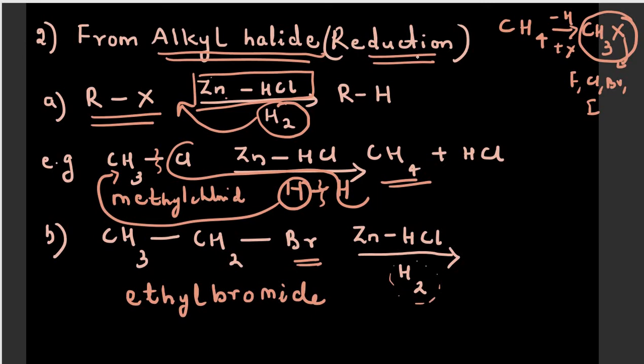H2 will be evolved, and it is a reduction process, meaning H2 will be added also. So what will be our reaction? CH3 plus 1H will combine with Br. So it will be what? We will be getting ethane plus HBr.